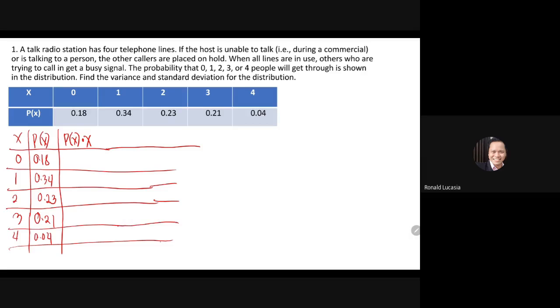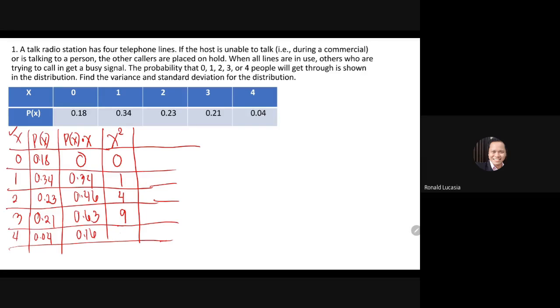So when you are going to multiply 0 times 0.18, that is 0. 1 times 0.34 is 0.34. 2 times 0.23, that is 0.46. 3 times 0.21, that is 0.63. And then 4 times 0.04, that is 0.16. Okay? The fourth column will be the square of the random variable. So yung first column, square mo lang, multiply to itself. So 0 times 0, 0. This is the first column. 1 times 1 is 1, 2 times 2 is 4, 3 times 3 is 9, 4 times 4 is 16.